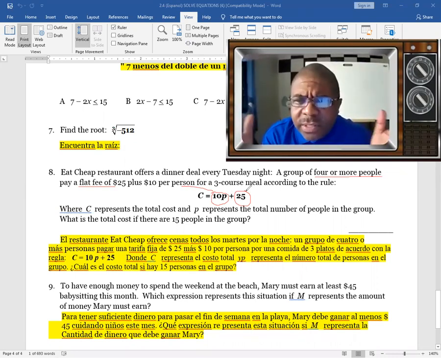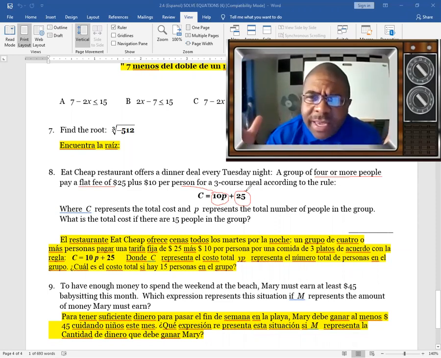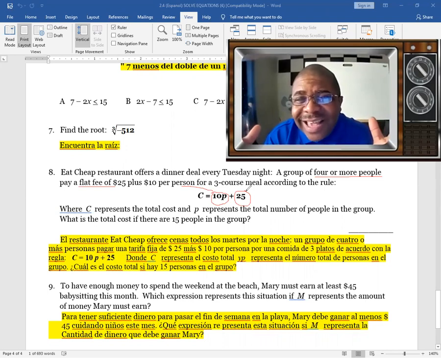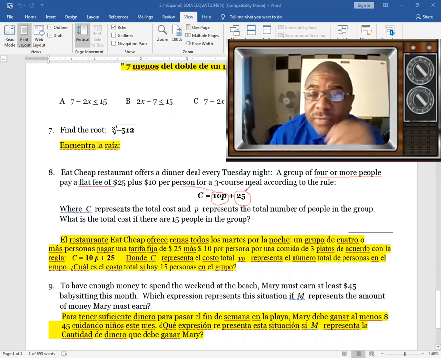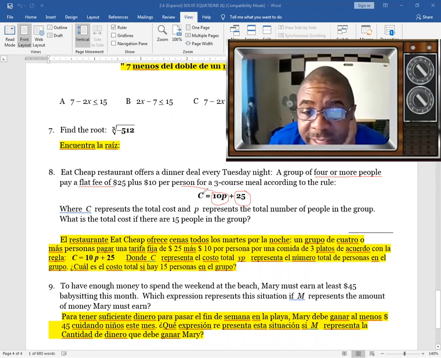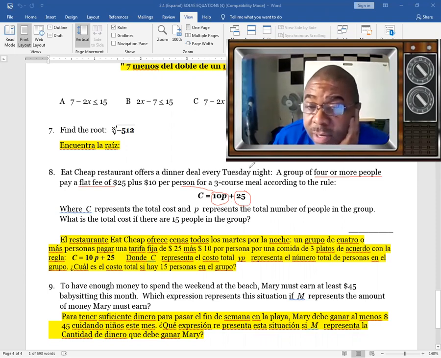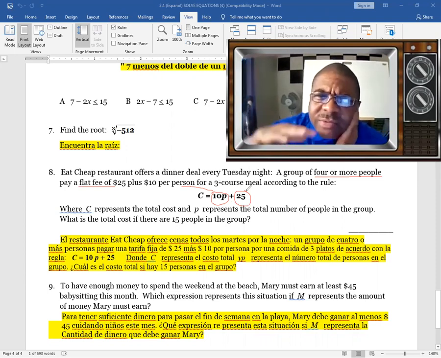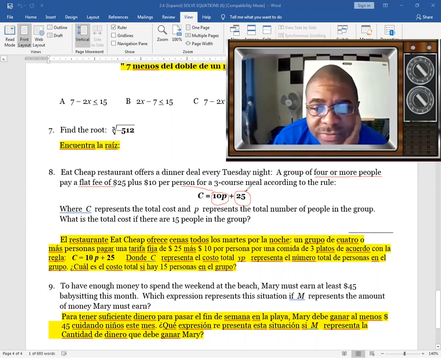That's the entertainment cost. You go to some establishments, they have a live band, they have a live singer, live entertainment. And so you pay what's called an entertainment fee. So that $25 flat rate entertainment fee. And then the rest of it's going to be $10 a person for your food. So C is our variable. 10p is a variable because we don't know how many people, but we know our constant is going to be $25. We're paying $25 just from jump, regardless. All right, so C represents the total cost and P represents the total number of people in the group. What's the total cost if there are 15 people in the group?